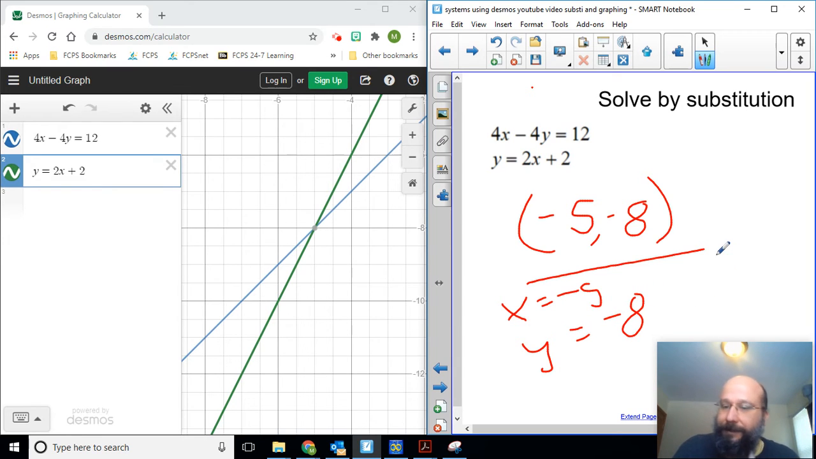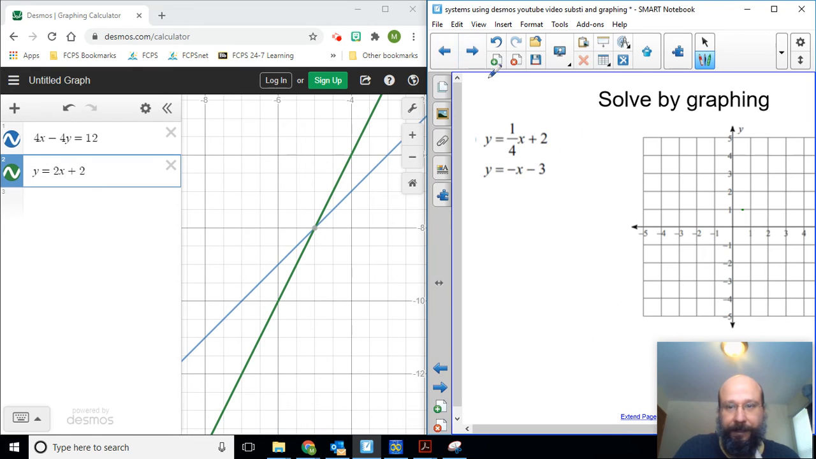So even for my test, if it's multiple choice, then just use DESMOS. It'll be a lot quicker. But make sure you use DESMOS so you get in the habit of practicing for the SOL. All right, let's do a graphing one. I'm going to skip that last one.